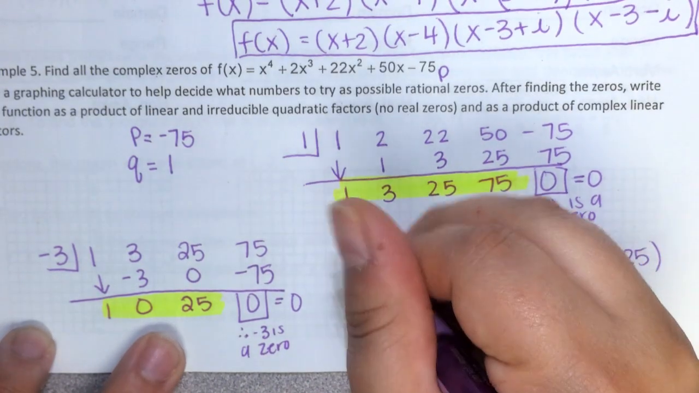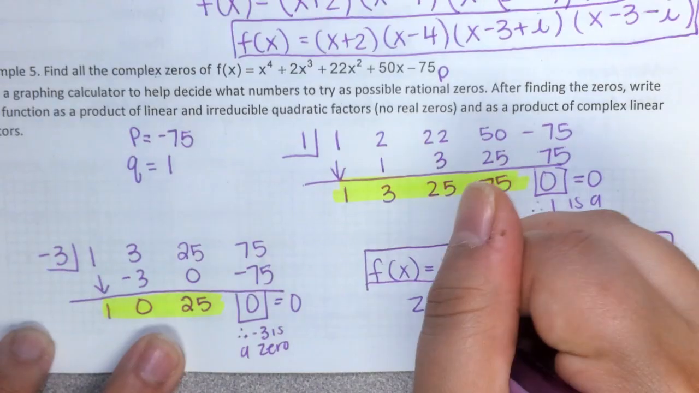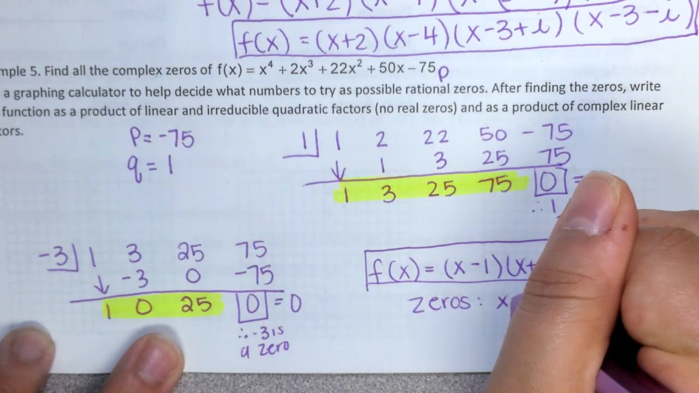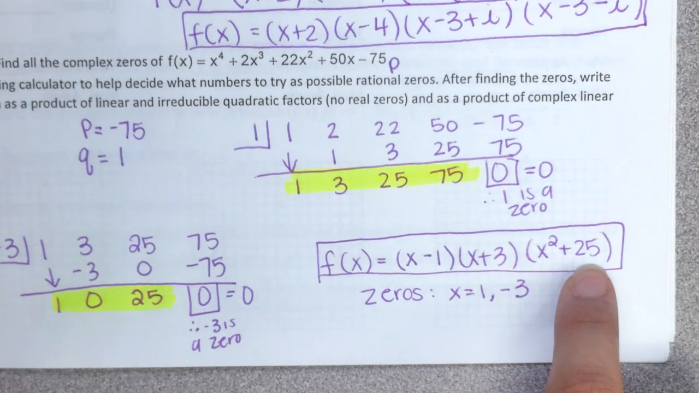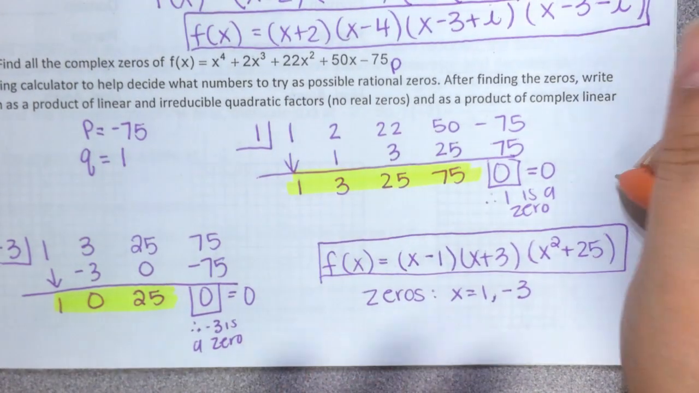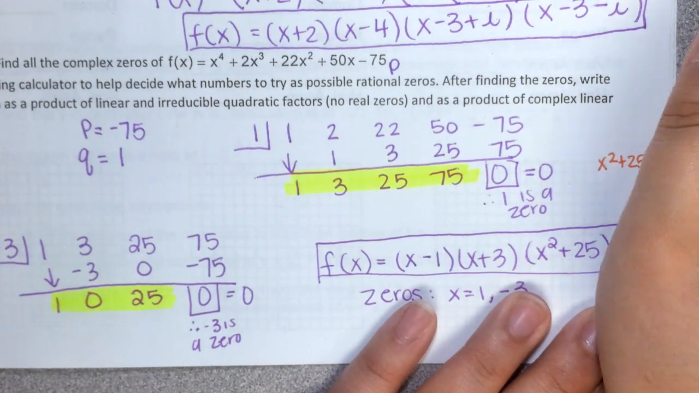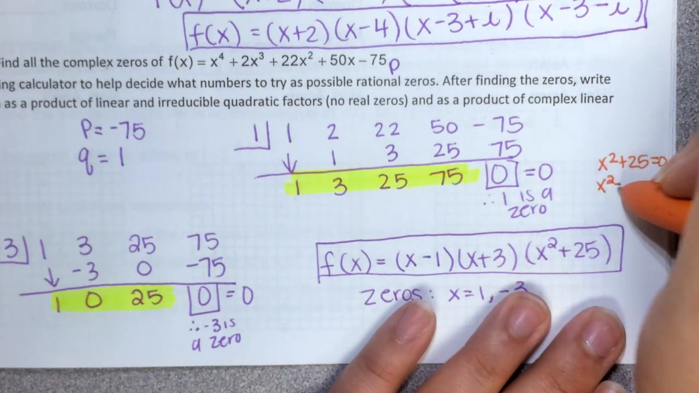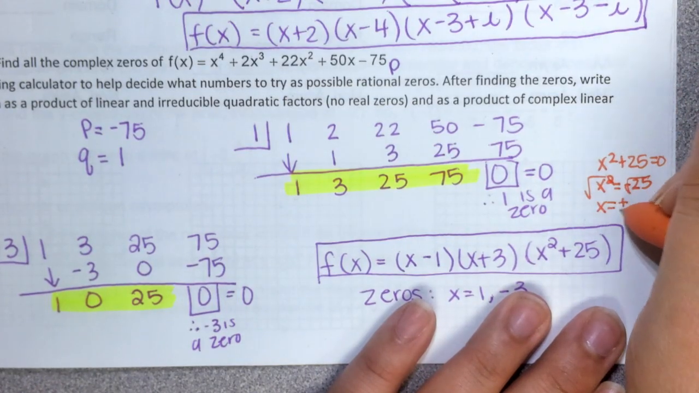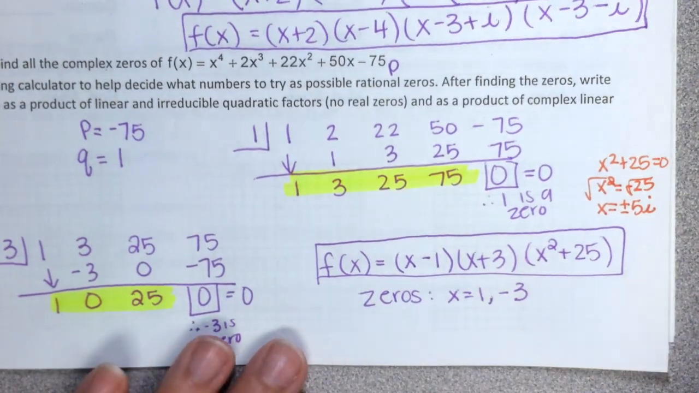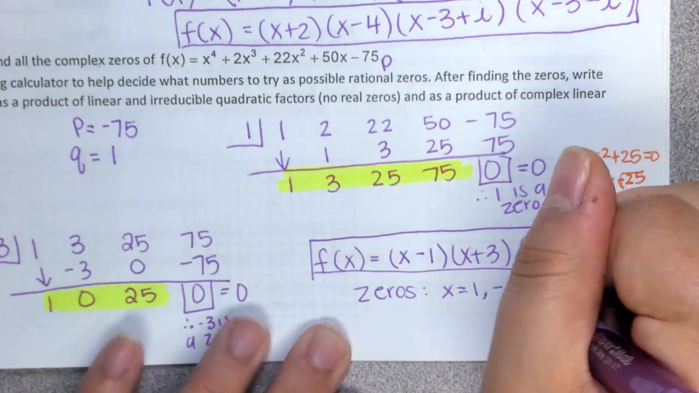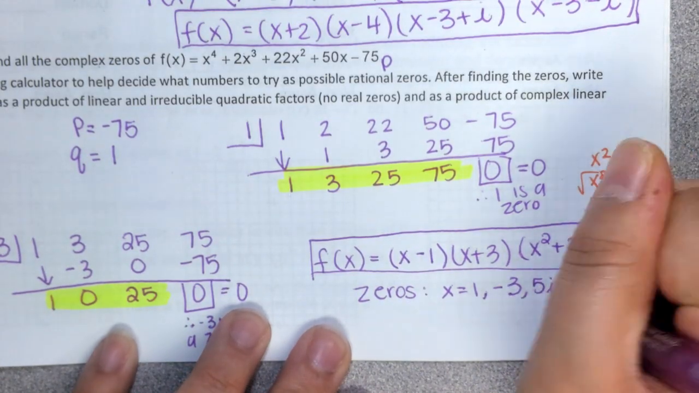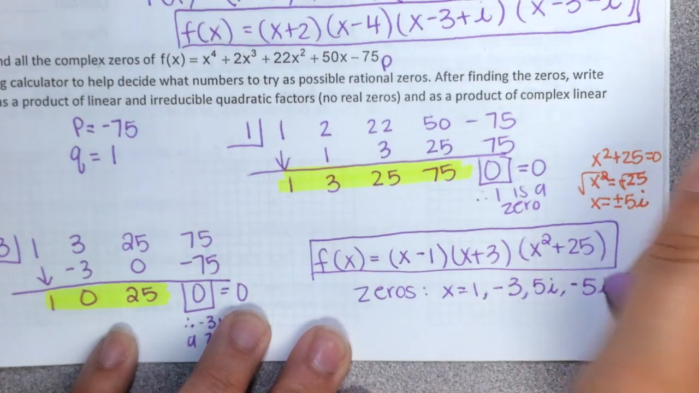Which means my zeros are what? 1, negative 3, and what happens if I make that 0? I get x squared equals negative 25, which is what? Plus or minus 5i. So what are my zeros here? 5i and negative 5i.